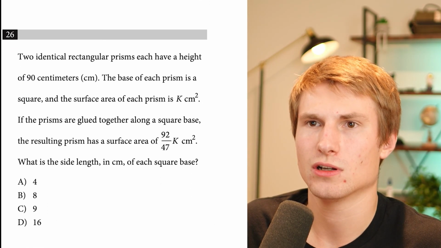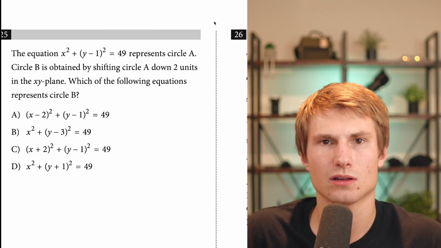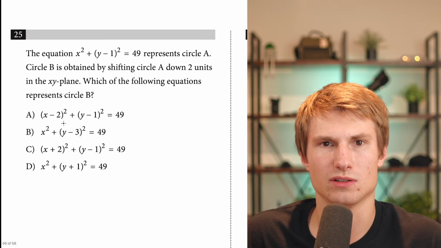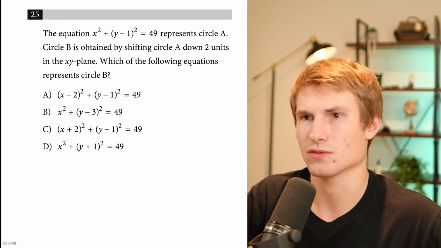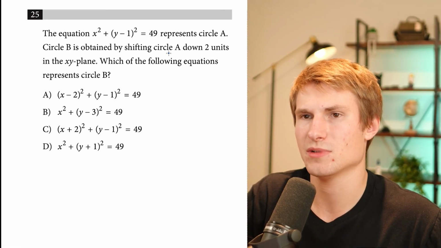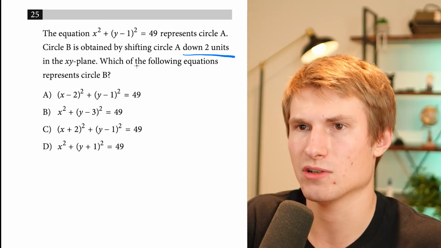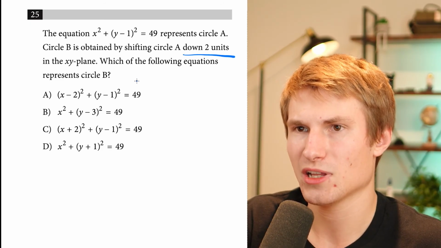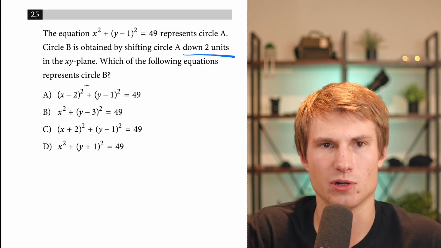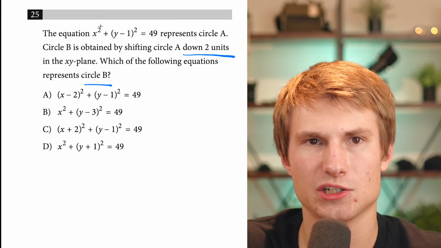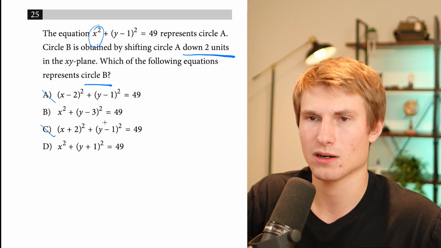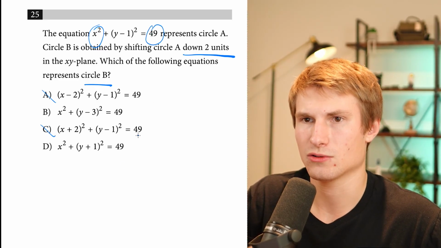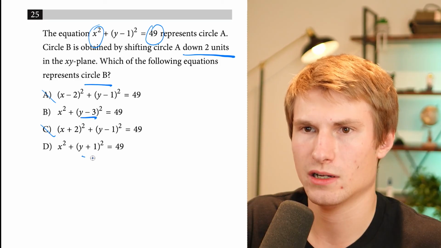Here's question number 25. We've got the equation x squared plus (y minus 1) squared equals 49 represents circle A. Circle B is obtained by shifting circle A down by 2 units. Always pay attention to shifts down, up, left, and right in the xy plane. Which of the following equations represents circle B? Well, we're not changing our x value at all since we're only doing a shift down, so we need to remain x squared. And also our radius will remain the same, so the only difference is here and here.